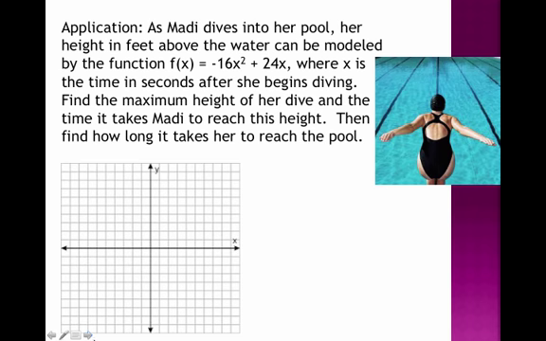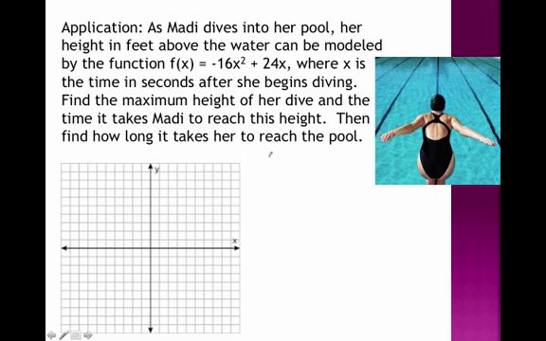Alrighty, so I'm going to go ahead and do an application problem, so we can see a real-world example. Maddie's diving into a pool, and the height in feet above the water at any time can be modeled by this function: f(x) = -16x² + 24x. I want to know how high Maddie's going to be when she reaches the maximum height of her dive, how long it takes her to reach this height, and then how long it takes her to reach the pool. I'm going to use the same skills that I just learned in the previous slide.